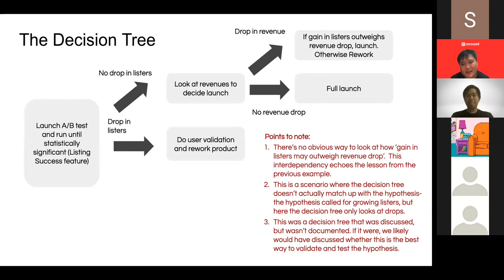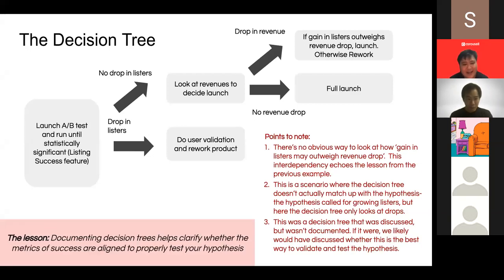And I think the reason for this is that this was a decision tree that was discussed, but ultimately wasn't documented, right? And when you do document it and compare it against the hypothesis, you would definitely then go through this discussion of, is this the best way to validate your hypothesis? Is this the best way to test your hypothesis? So the overall lesson here, I guess, is that documenting this decision tree really helps to clarify whether you are creating fair metrics of success that are really helping you test your hypothesis.